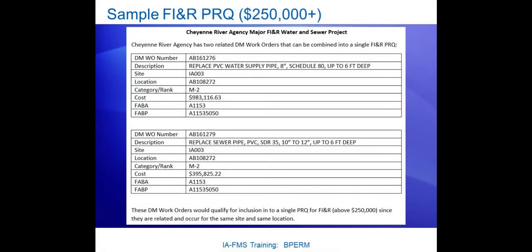Here's an example of two DM work orders that would qualify for combination into a water and sewer FINR PRQ for a project. The two are both over $250,000. They're for the same site, for the same location, and they're related enough: water and sewer repair replacement.